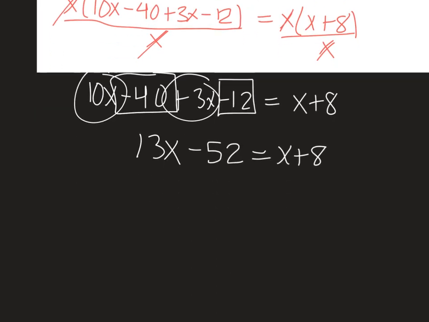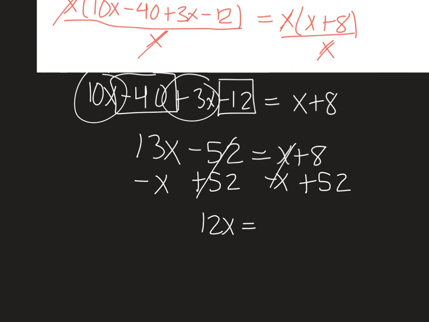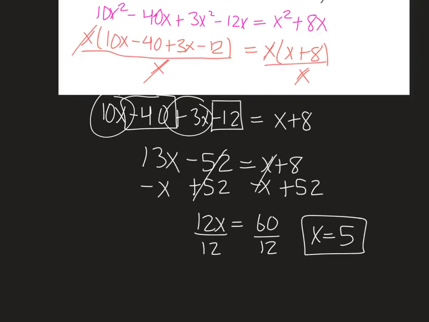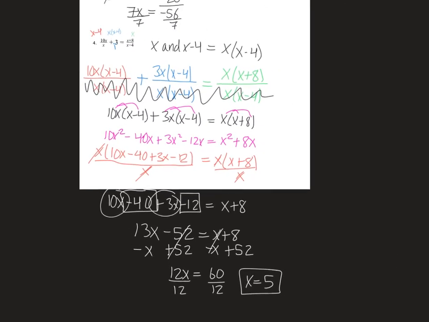Now I've got to get all my x's on one side, so I'm going to subtract x from both sides. And I'm going to add 52 to both sides. So this will cancel, this will cancel. So all I'm left with is a 12x on the left and a 60 on the right. Divide by 12. And x will equal 5. Now zoom out and see all that work.